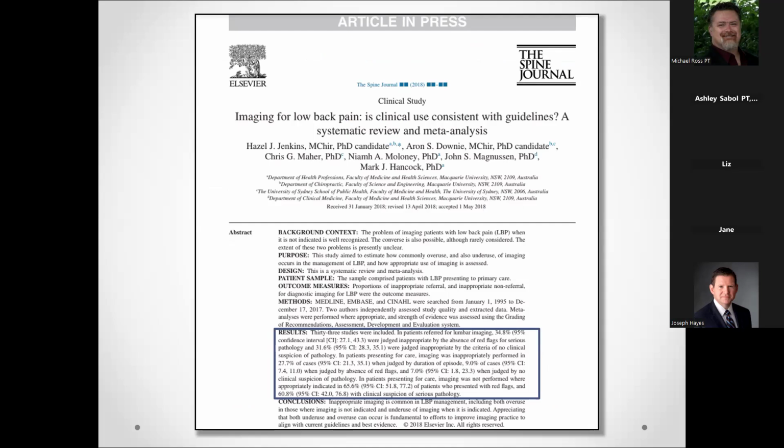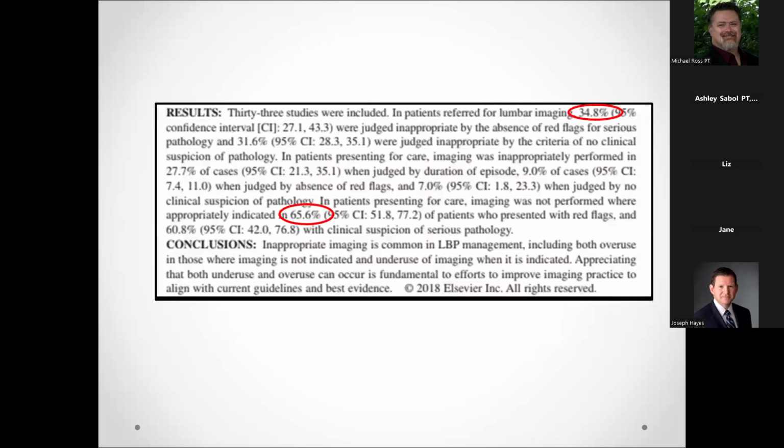So this is a nice systematic review and meta-analysis. These are studies that take a look at all the work that's been done out there, analyze that data in a pool, and come up with results based upon the findings from these particular studies. This is just looking at low back pain. That last paper I just talked about overutilization of imaging. And then here are the results.